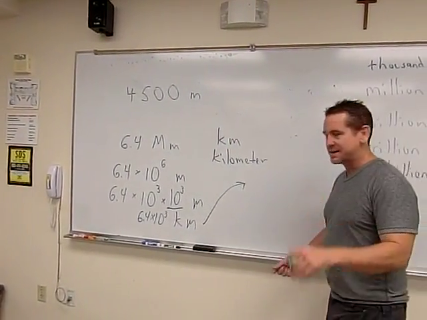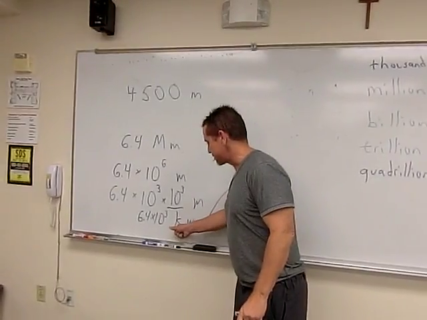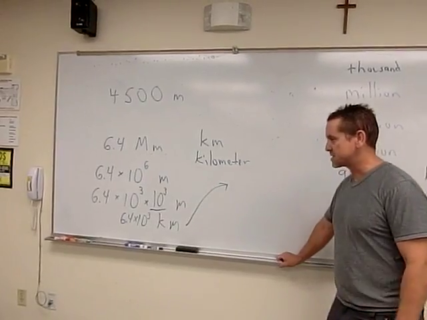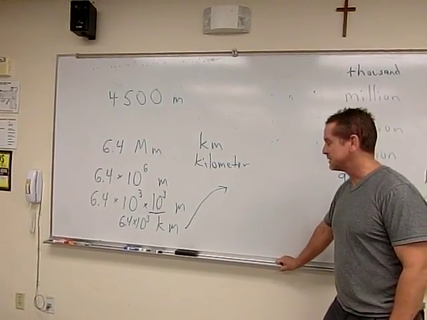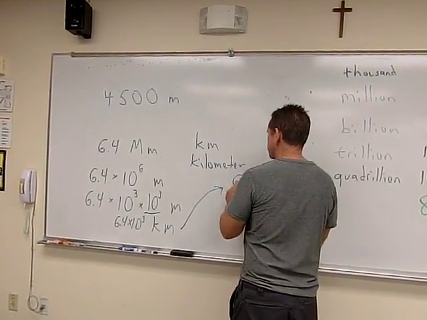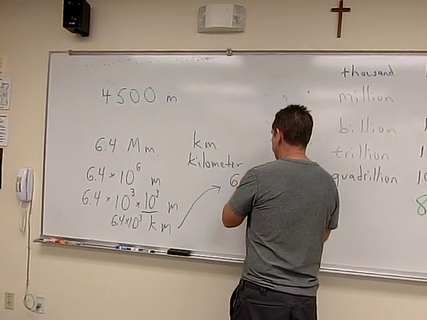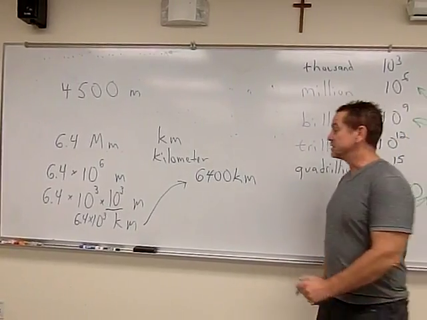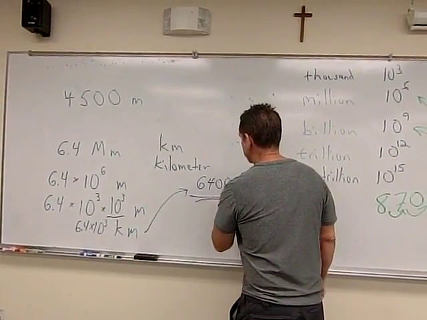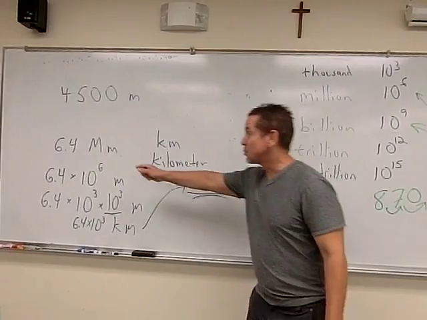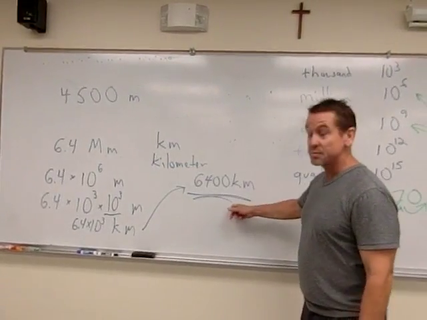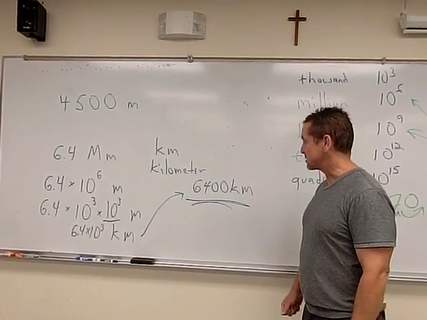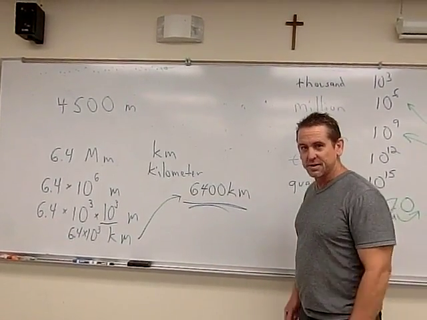Or, like I said, we tend not to mix and match the scientific notation with the metric prefixes, so what's another way to write 6.4 times 10 to the third? 6,400. Very good. You just move the decimal over 3 places and you get 6,400 kilometers, which is also 6.4 megameters, which happens to be the radius of the Earth, right? 6,400 kilometers.